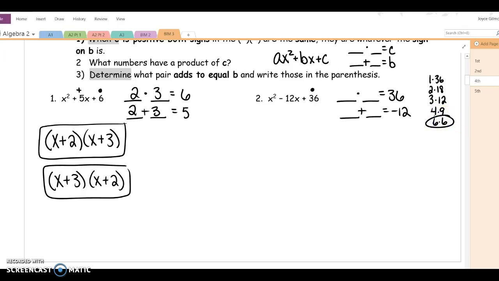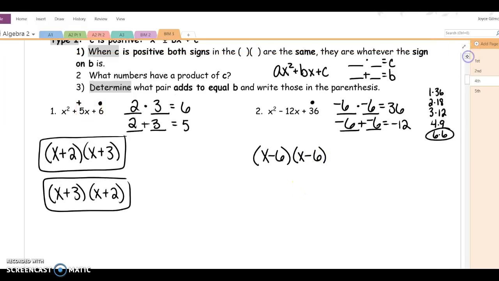We can probably get negative 12 using 6 and 6. How do we get negative 12 from 6 and 6? And negative 6 times negative 6 is still positive 36. So x minus 6, x minus 6.